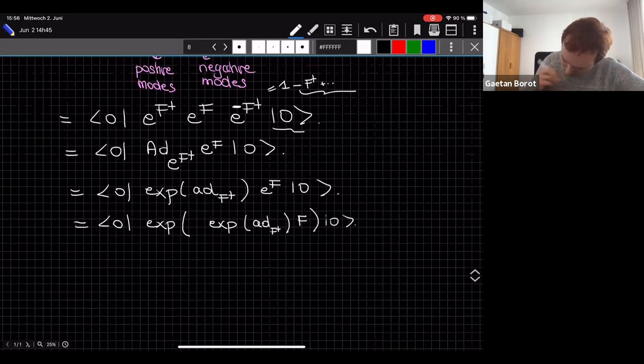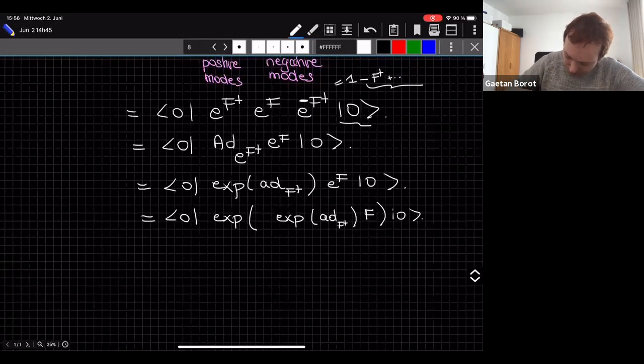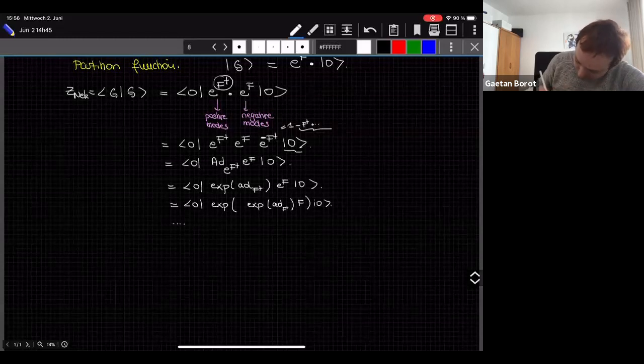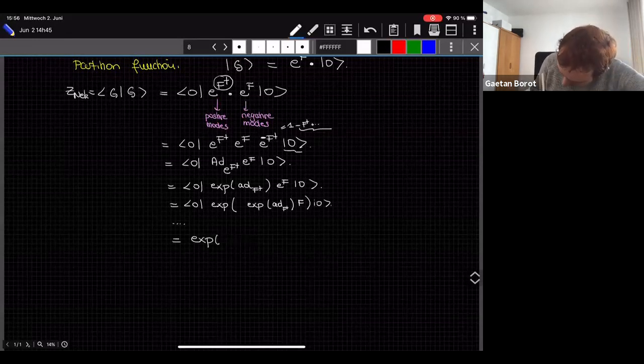Good. So I could continue this computation. I'm just going to give you the result: you can write this as the exponential of the free energy, and this free energy is going to take the form of a series with a topological expansion as well.